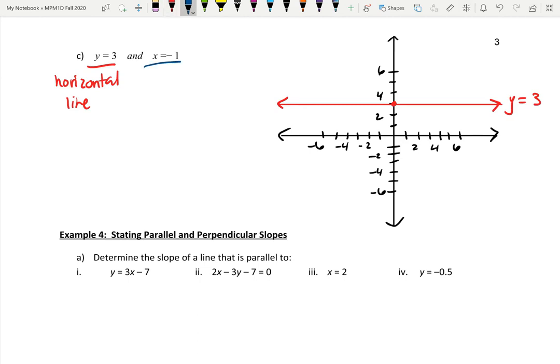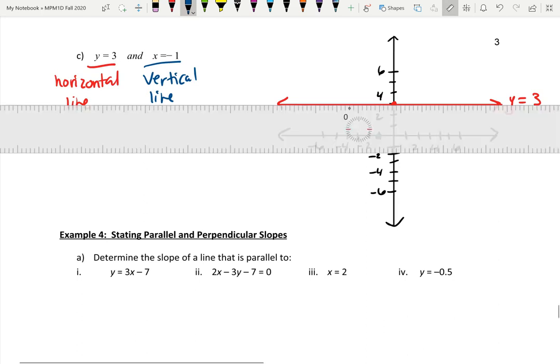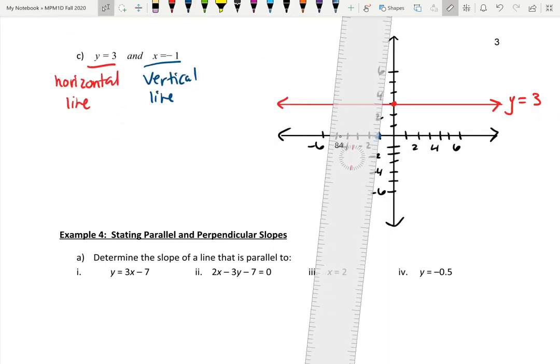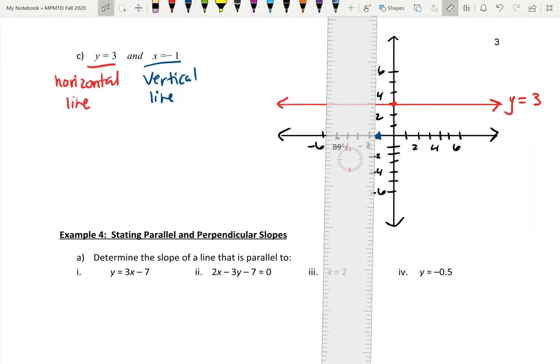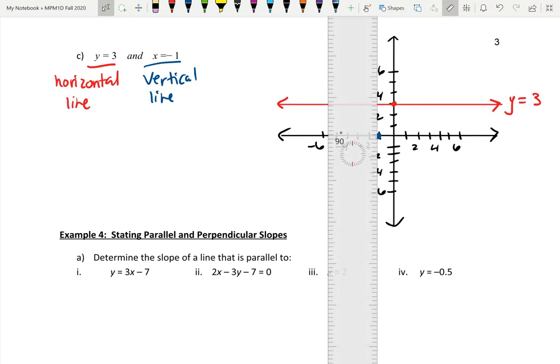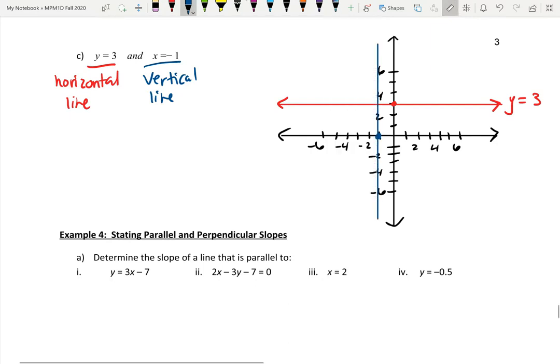And then x is equal to -1. Just from reading the algebraic equation, I know that this is a vertical line. All I know is what the x-intercept is, which is -1. Okay, so perfectly horizontal and perfectly vertical lines are perpendicular to each other. So these are perpendicular lines.